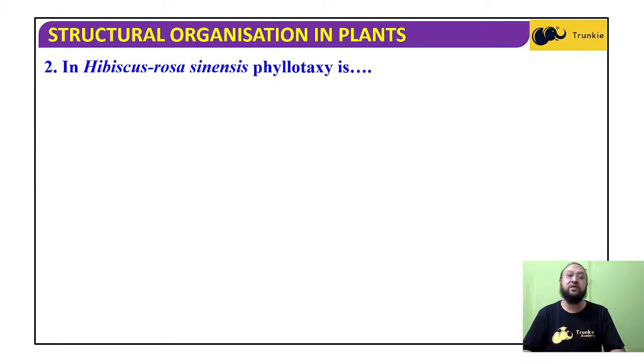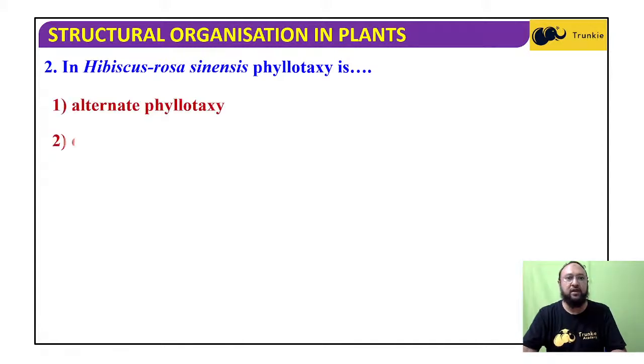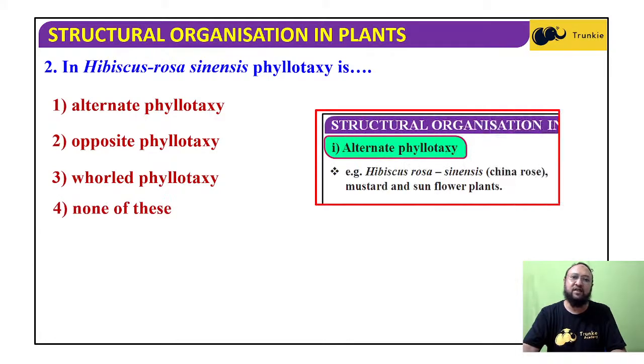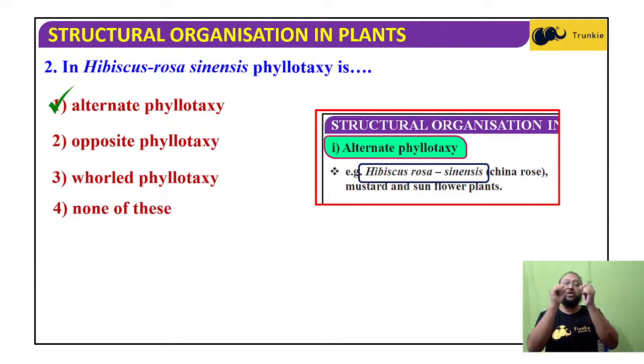The scientific name of the China rose is Hibiscus rosa sinensis. The common name and its scientific name you should also remember, because there are so many examples, but the examples that have been discussed in the NCERT books, like China rose and the scientific name Hibiscus rosa sinensis, you must remember. Alternate phyllotaxy, or opposite phyllotaxy, or whorled phyllotaxy, or none of this? It is the alternate. In case of Hibiscus rosa sinensis, we find the alternate. At each node, one leaf will be formed, and that in alternate manner. So that is the alternate phyllotaxy.